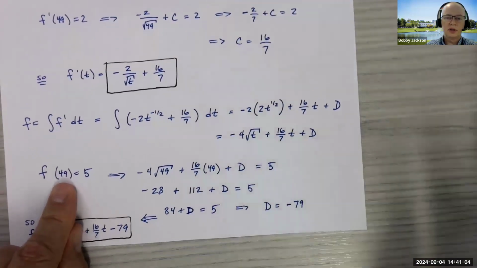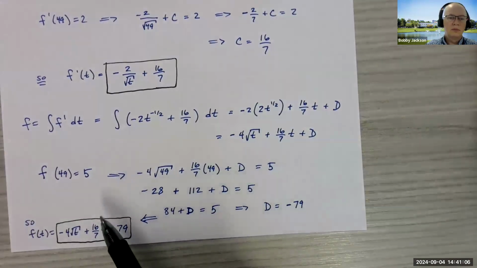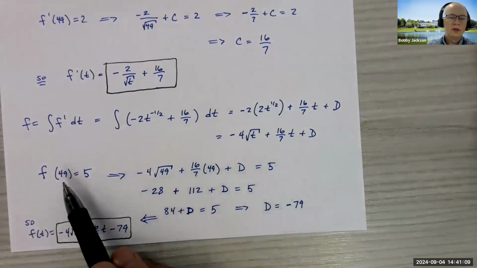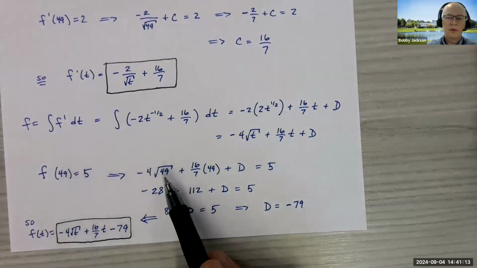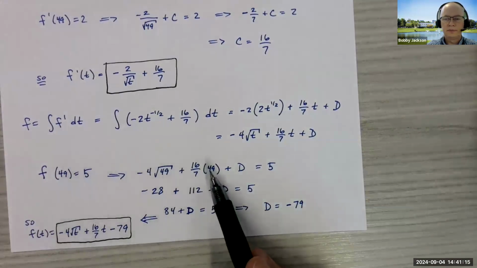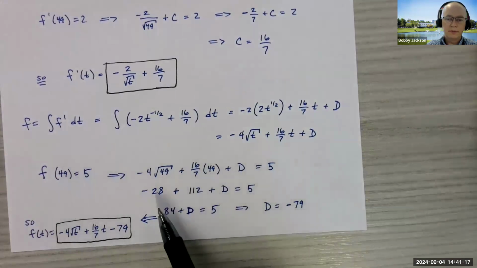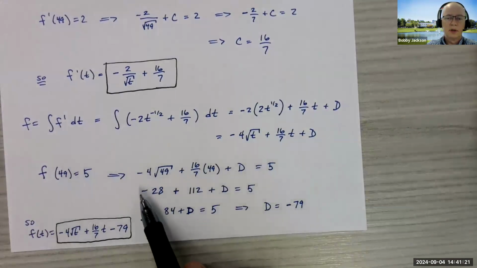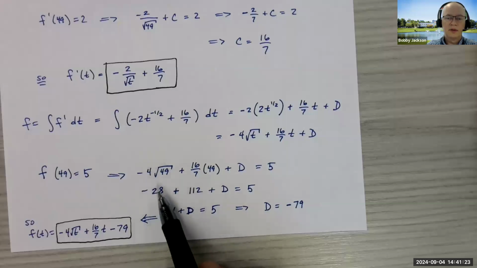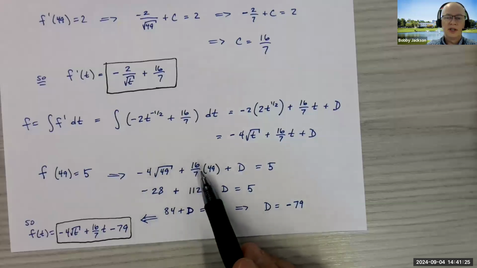Here was the initial condition we were given. So when t is 49, the function will be equal to 5. So I plug in 49 for t here and here. And I'm going to solve for d now. Square root of 49 is 7. 7 times negative 4 gives me negative 28. And then notice 7 divides into 49 7 times.